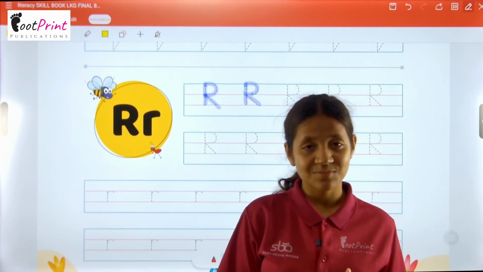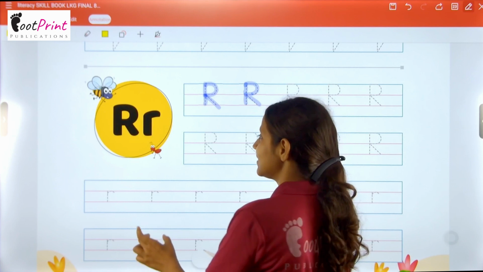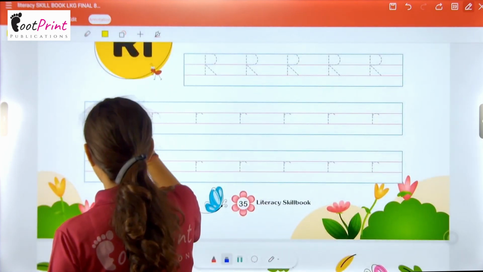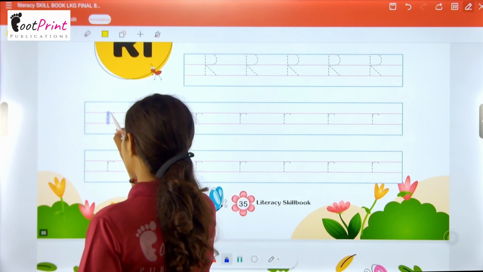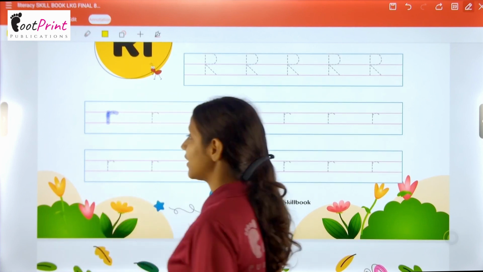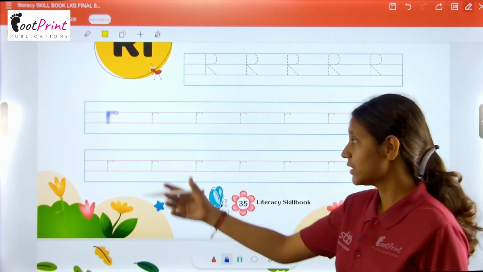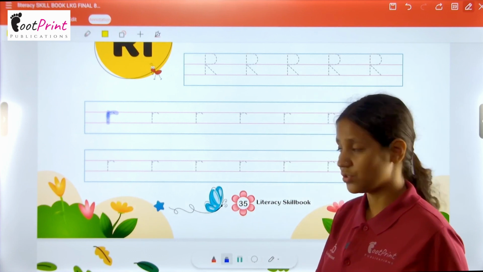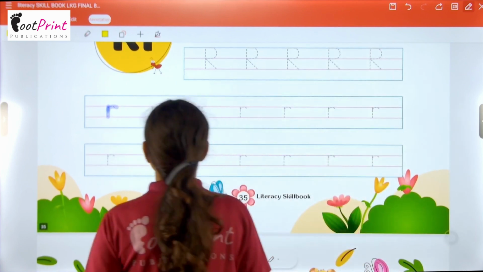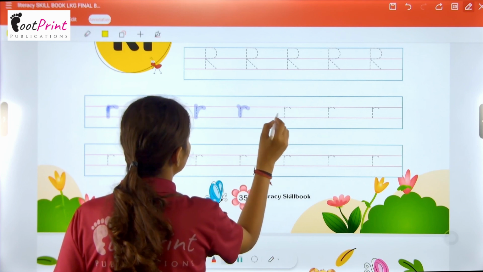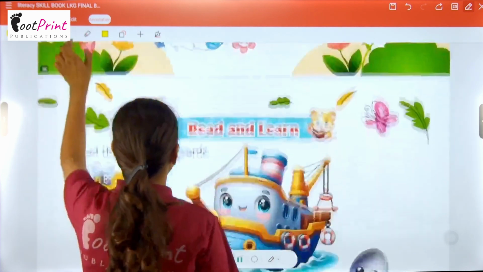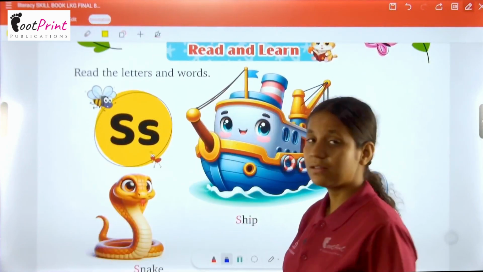Now we have small letter R. How do we make it? So to make it, we have to make a small line. And after that we have to make this kind of structure. Okay, this curve like a structure. This is how we will make the small r. Okay.